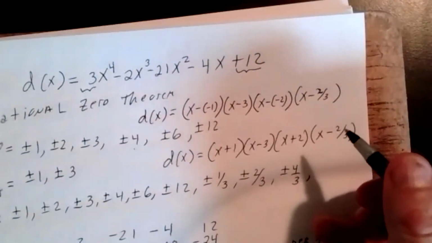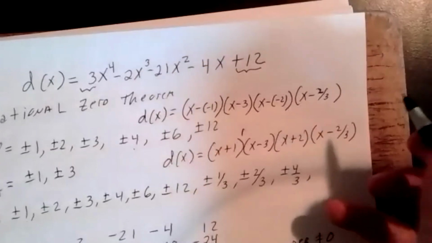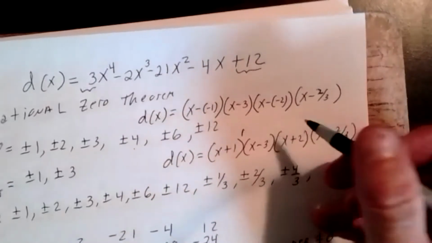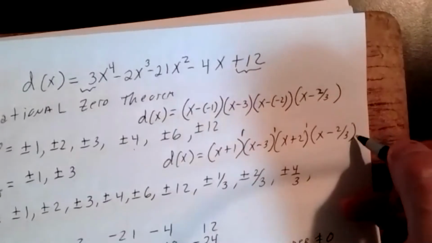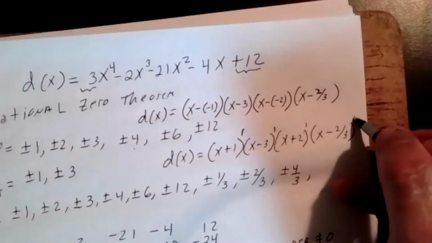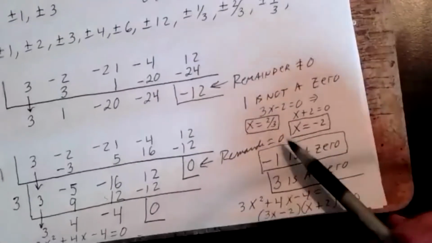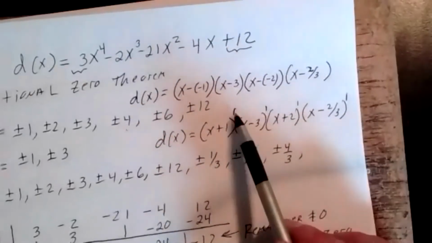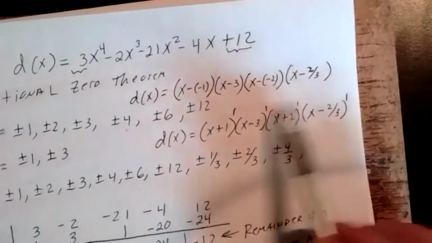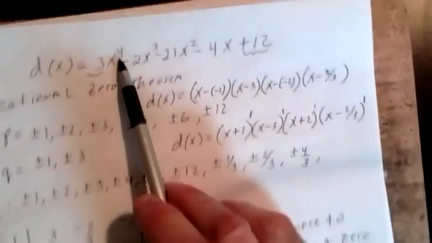What's the sum of all these multiplicities, ladies and gentlemen? Negative 1 occurs as a 0 one time. 3 occurs as a 0 one time. Negative 2 occurs as 0 one time. And 2/3 is a 0 that occurs one time. So the multiplicities of all these 4 zeros are all 1. So let's sum up all the multiplicities. 1 plus 1 plus 1 plus 1. Does the sum of the multiplicities equal the degree of the polynomial? Is that true? Yes. That is true.